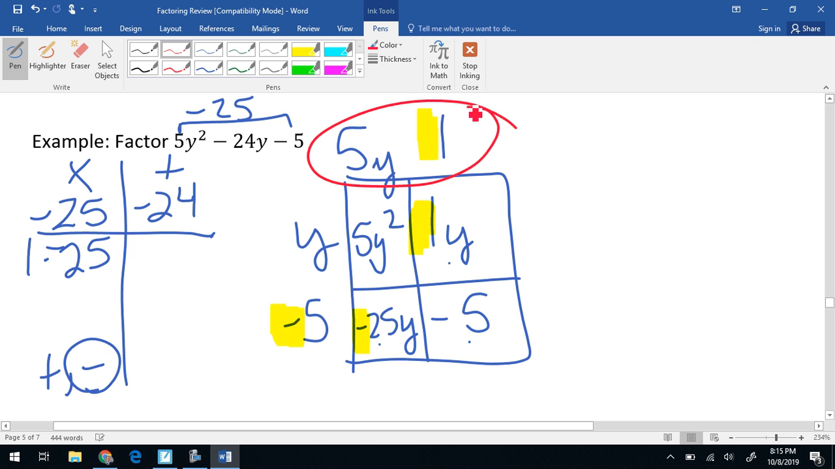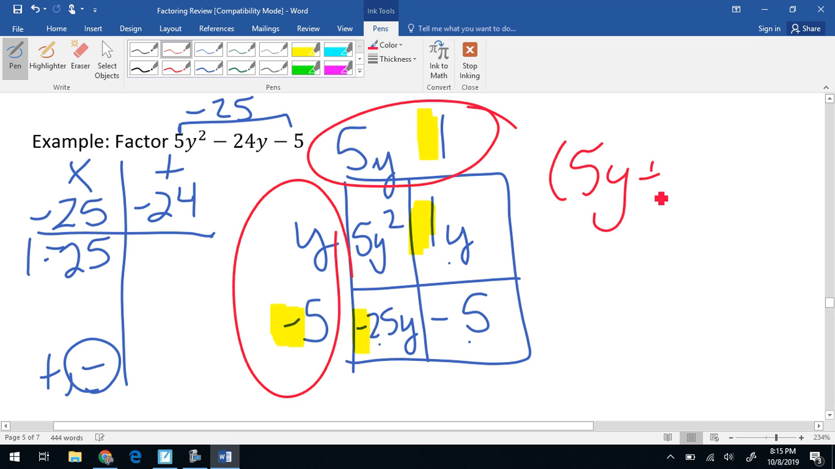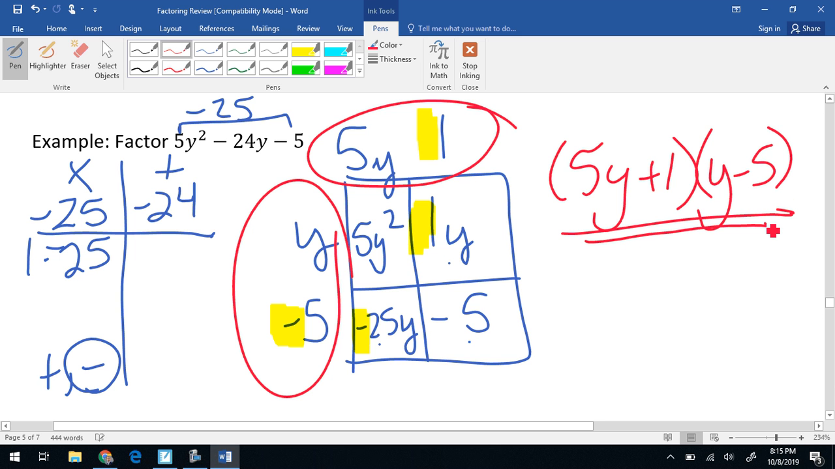So I'm going to get 5y plus 1, y minus 5. That's my answer. Let's do another example.